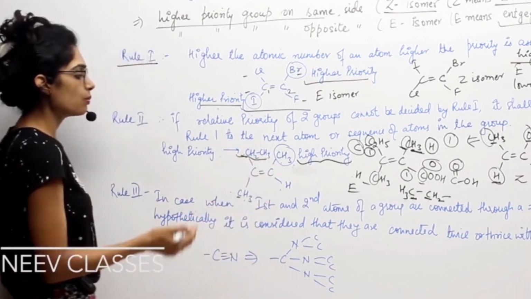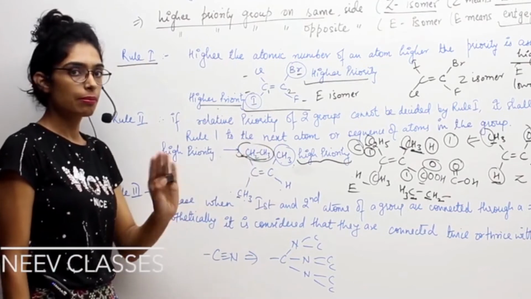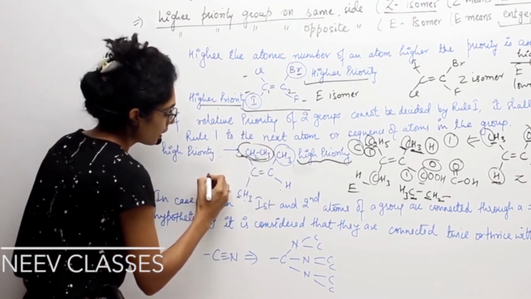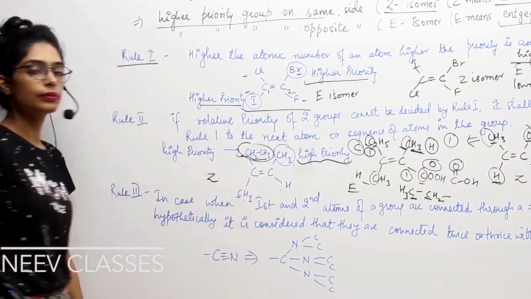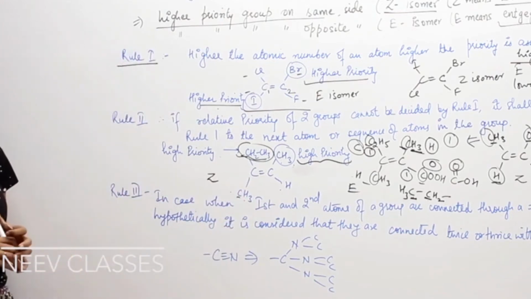So this is going to be higher priority. Both higher priority groups are on the same plane, hence this is Z. Okay, so that's how you will be deciding if the immediate attachment is coming same.